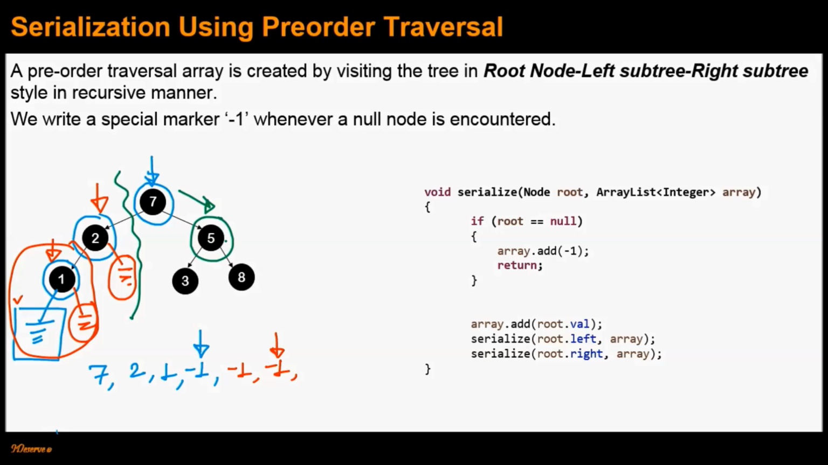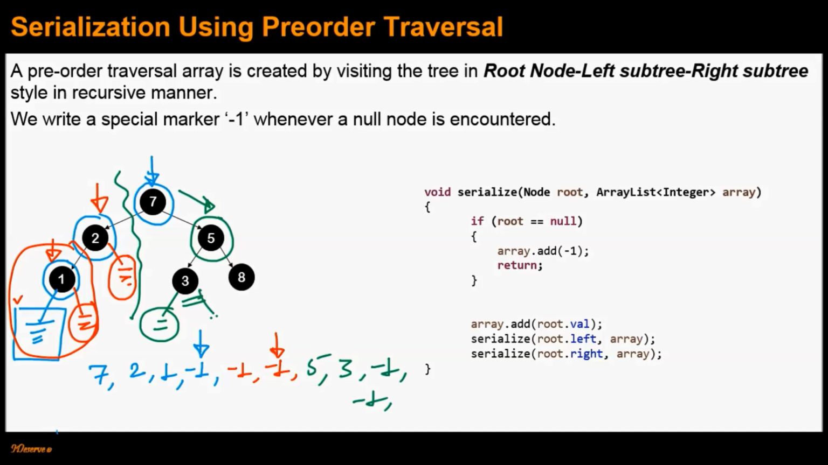We visit the root node first, so 5 will be written to the output. Then we go to the left subtree of node 5, which starts from node 3. So node 3 would be visited. Then we visit the left subtree of node 3, which is null. So we again write -1 in the output. So corresponding to this null subtree, we write -1 to the output. Then we go to the right subtree of 3, which is again null. So we again write -1 in the output.